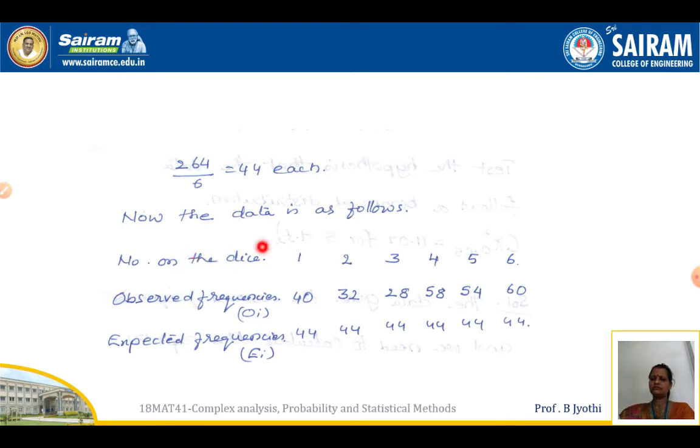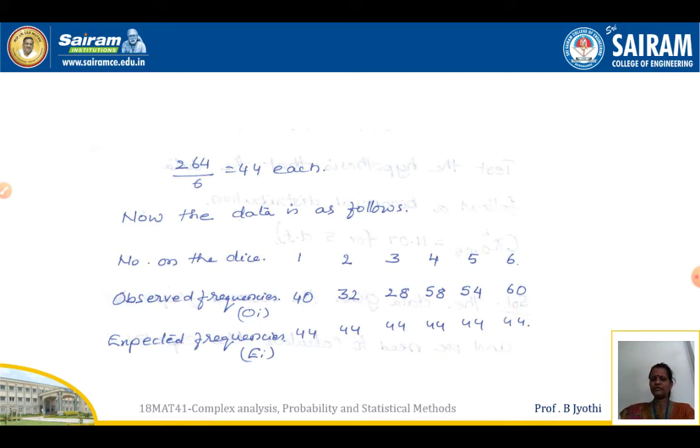Now the data is as follows. The number on the die is 1, 2, 3, 4, 5, 6. The observed frequency as given in the data is 40, 32, 28, 58, 54 and 60. The expected frequency we calculated for each number is 44 everywhere. So we are supposed to get 44 times 1, 44 times 2, 44 times 3 and so on. But here what we are getting is 40, 32 and so on. This is the observed frequency.